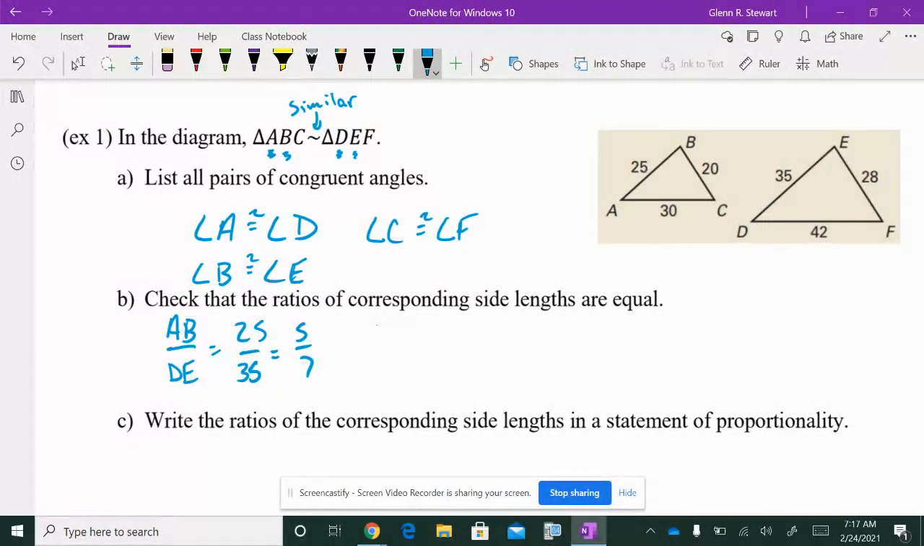So if I test the other ones here, BC and EF, okay, I get 20 over 28, which also reduces to 5 over 7, so I'm good there. And then AC over DF, which is 30 over 42, which also reduces to 5/7.